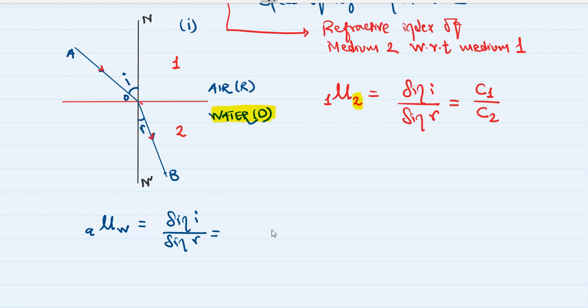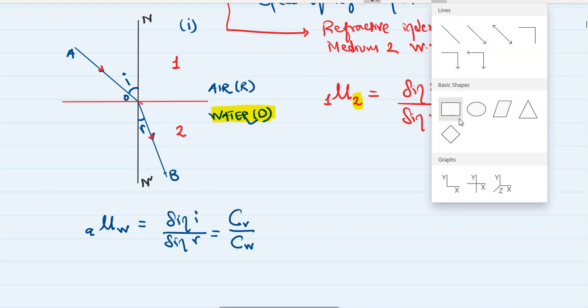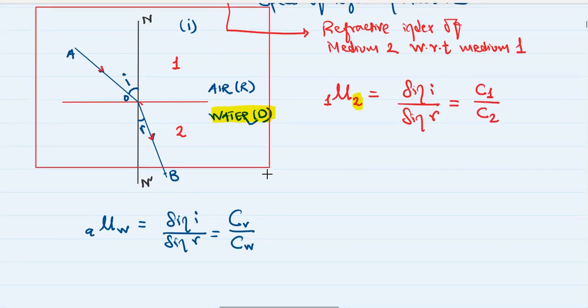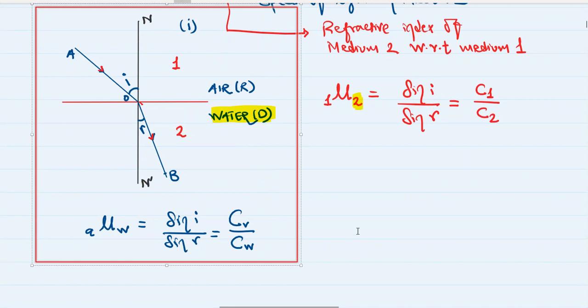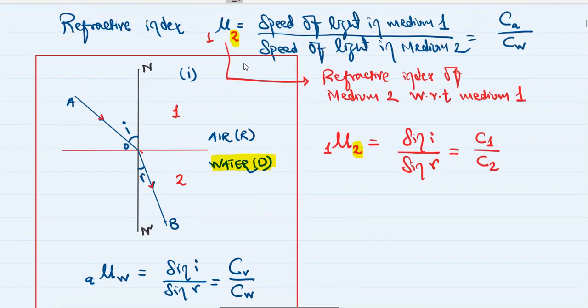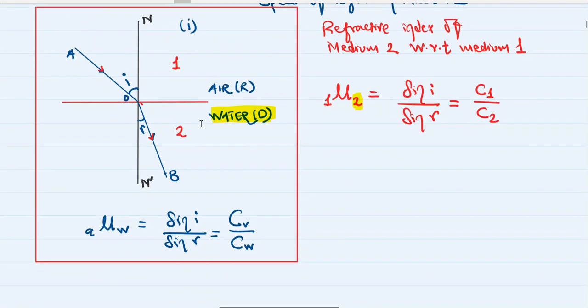It is also equal to speed of light in air or vacuum, which is just C, or if you want you can write C subscript V or C subscript A, meaning speed of light in air, upon speed of light in water. Okay, so in this case we will consider this formula to find the refractive index. Whose refractive index are we finding? The second medium with respect to the first medium. We are finding the refractive index of the second medium with respect to the first medium. Okay, always remember that.